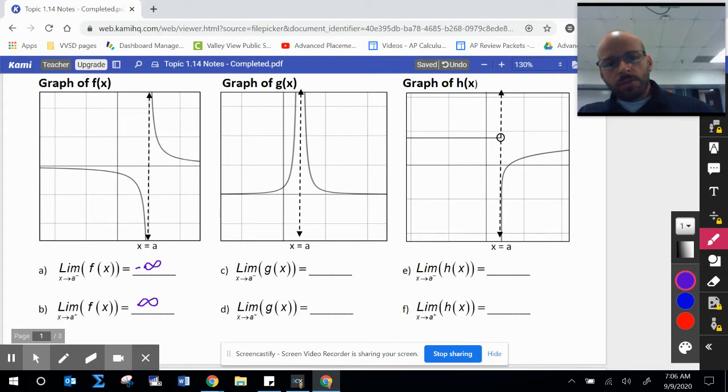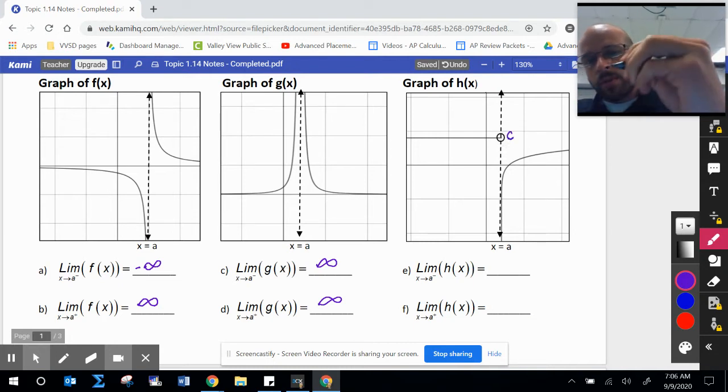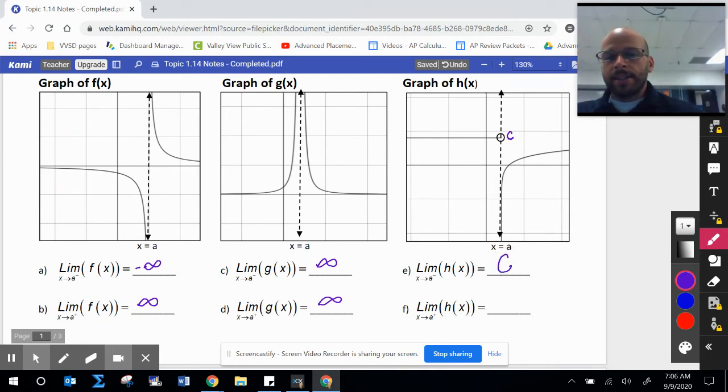Okay, so it's pretty visual, taking a look at it. From the left, as I approach a, is going to go toward positive infinity. From the right, as I approach a, is going to go to positive infinity. Now for the last function, as I approach from the left, I'm going to hit some sort of discrete value. I'm approaching this hole. Now I'm going to give it a value. I'm going to call it c. So it is going to approach the y value c, whatever that constant is.